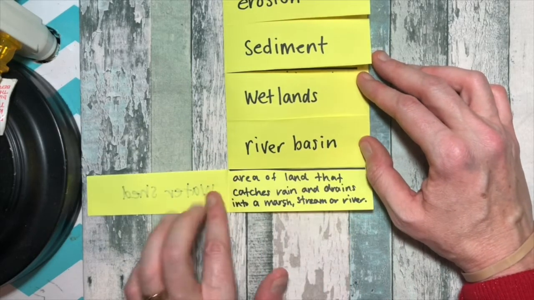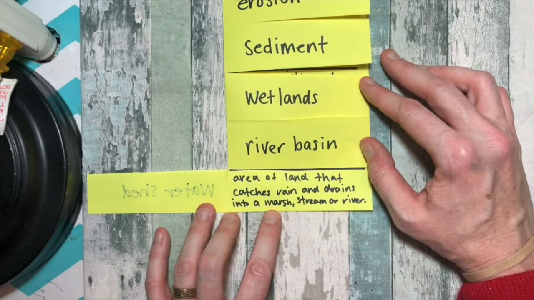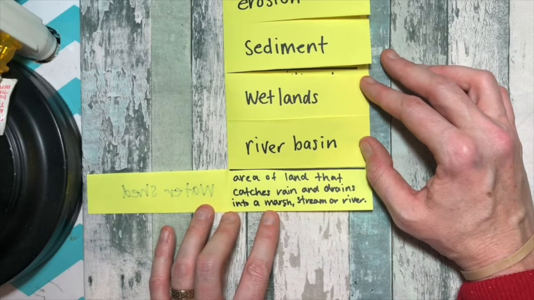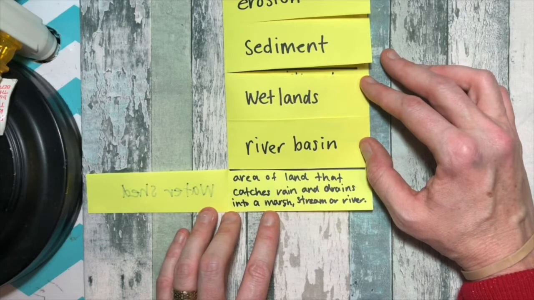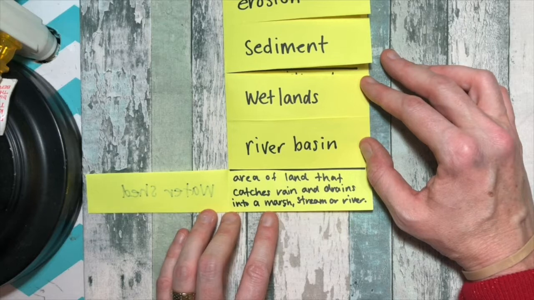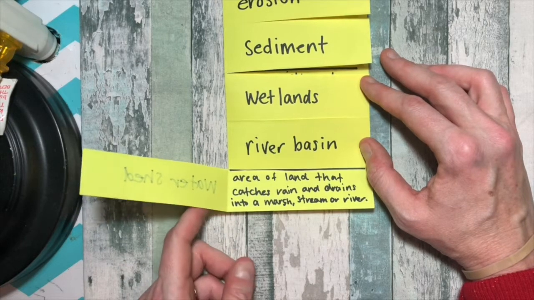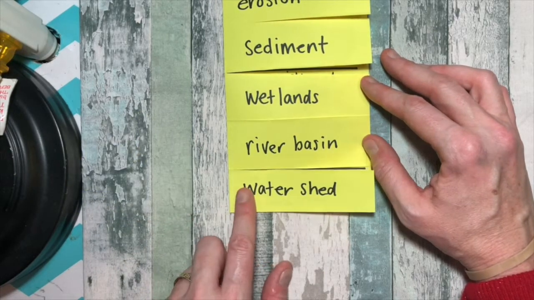Now, in addition to that, it is also a watershed area. And a watershed is an area of land that catches rain and drains into a marsh, stream, or river. So the Rockfish Creek area that we were looking at today is also a watershed because it catches the water from rain and puts it into the Rockfish Creek, and eventually that goes out to the Cape Fear River and then to the Atlantic Ocean.